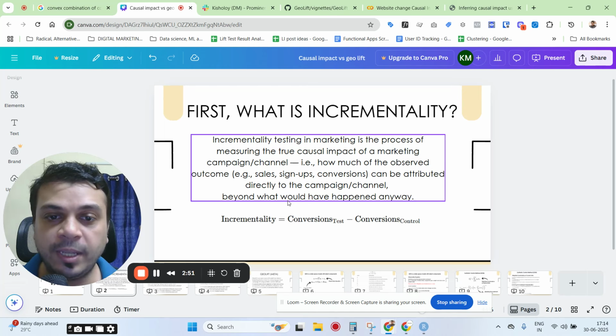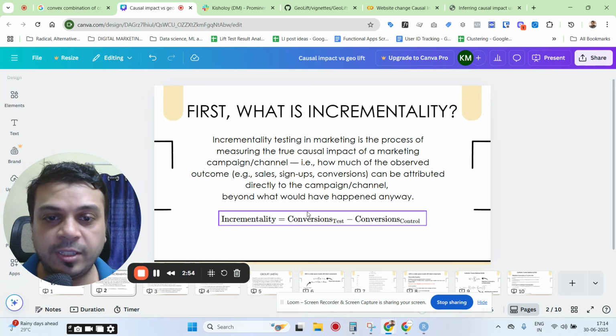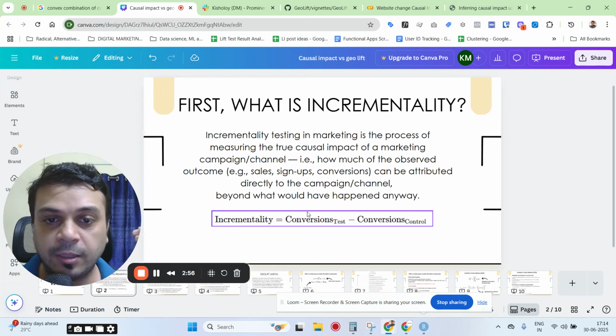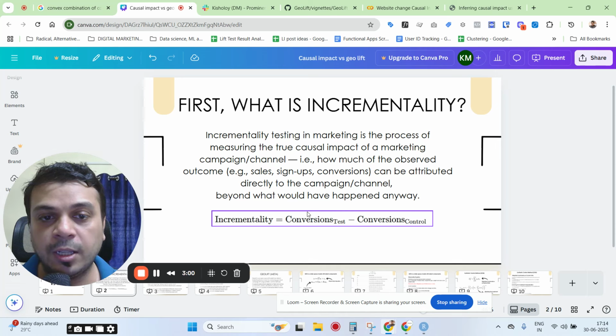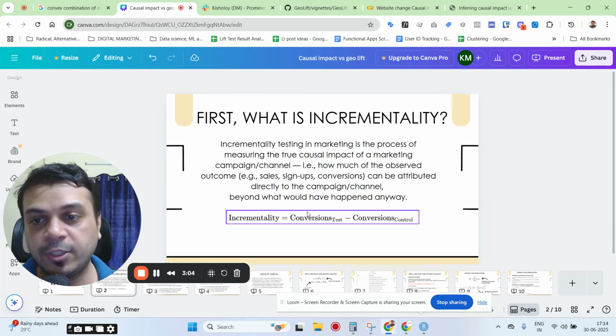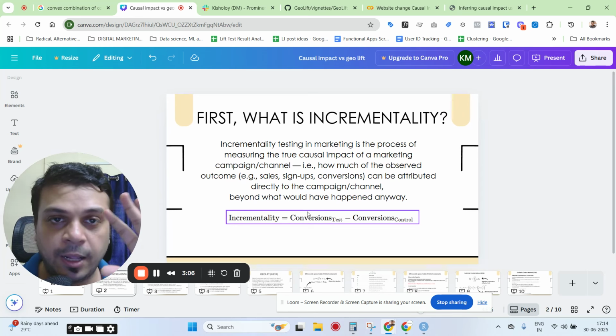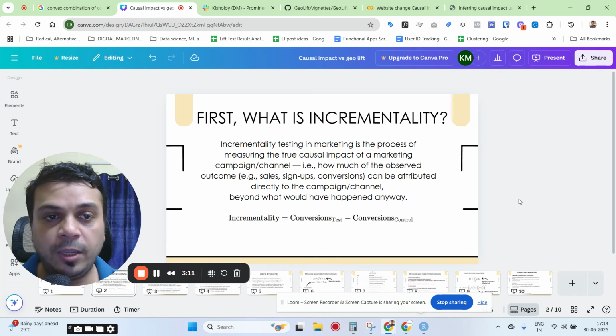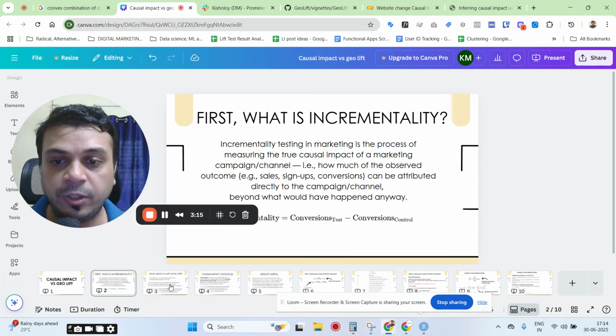That's exactly what incrementality testing is going to do. So basically, the equation in a very simple sense, in a very linear way, is the conversions that came out of the test minus the conversions that were in the control. So you will have a control where you're not having the intervention, and then the difference between the two will give you the incrementality. So that's your basic definition of incrementality.